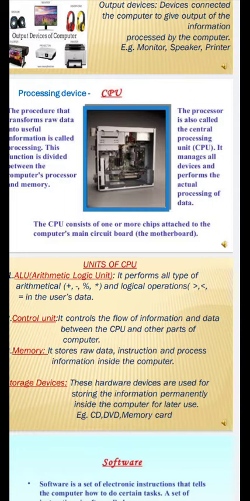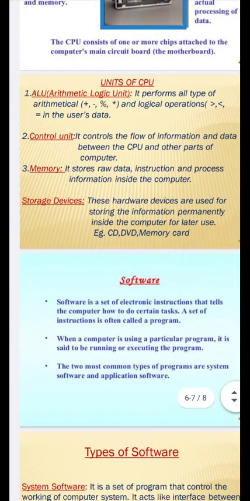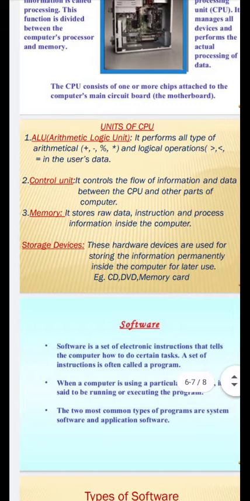Now, CPU is composed of three components: ALU, CU, and memory. ALU is Arithmetic Logical Unit. It performs all the mathematical and logical operations. Mathematical means plus, minus, multiply, divide, and logical operations means and, or, not, where we give the conditions.